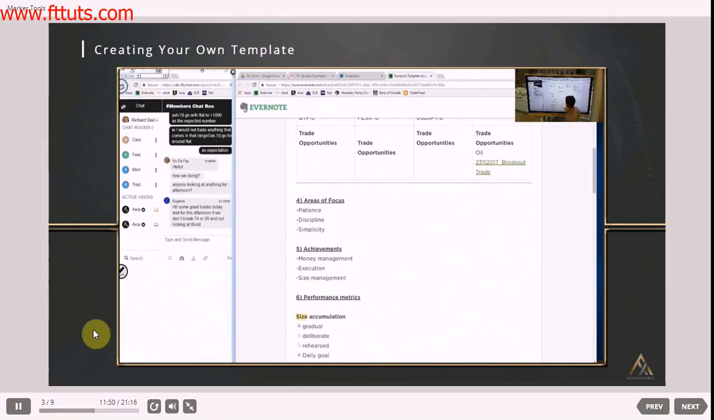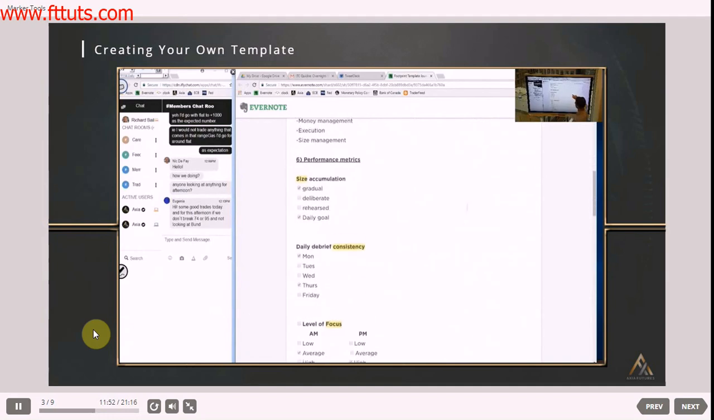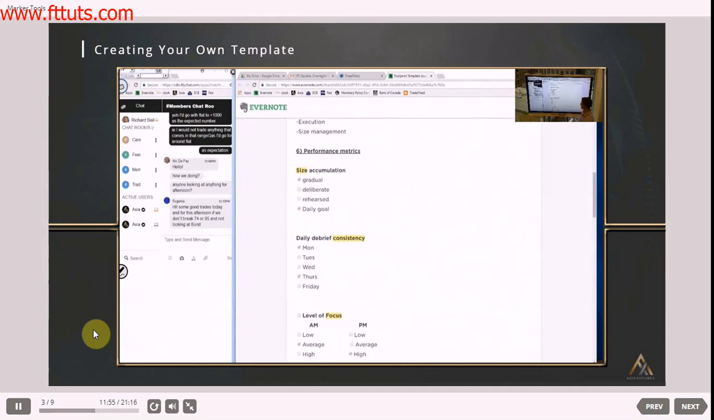Then your performance metrics, and this is where it becomes a little more intricate. And you can add, by the way, this is not concise by any means, you can add a whole host of things into a template. Then I like to look at performance metrics. For performance metrics, I tend to look at goals. So I say to myself, if my goal is size accumulation, I want to make sure that the way to get better at size accumulation is with a tick box.